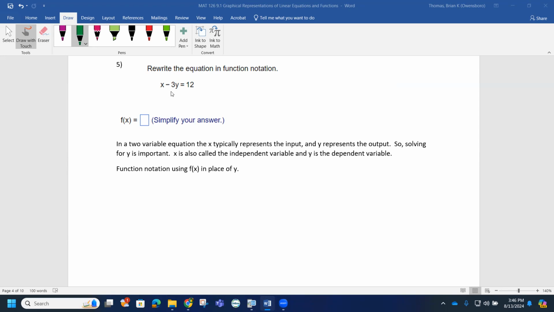So our equation is x minus 3y equals 12. This is described as a two-variable equation. Usually x typically represents what's called the input, or the independent variable, and y represents the output, or what we refer to as the dependent variable. So solving for y is very, very important to this. And also, when we do function notation, the f of x actually takes the place of y.